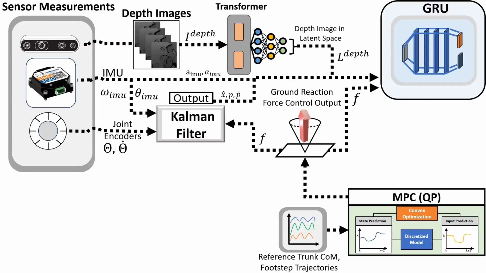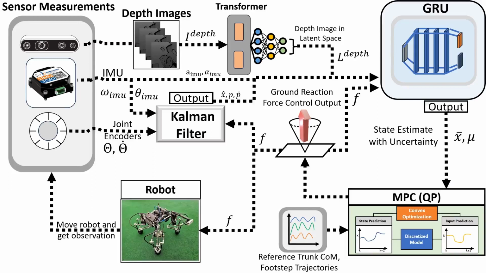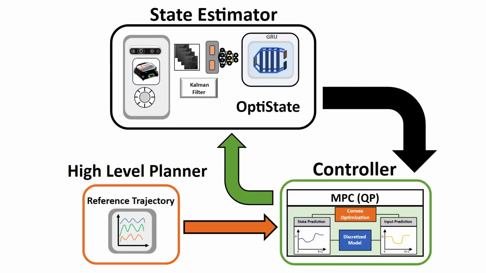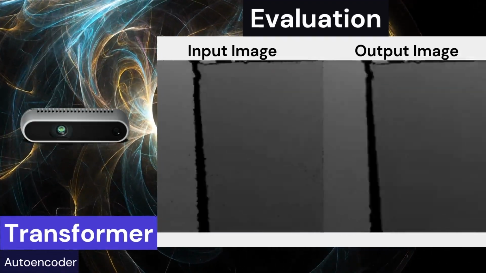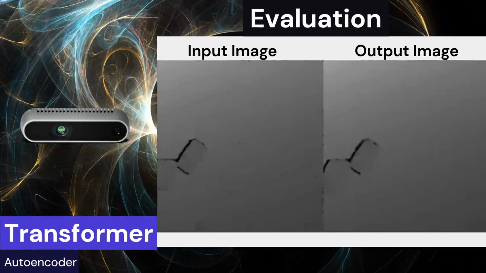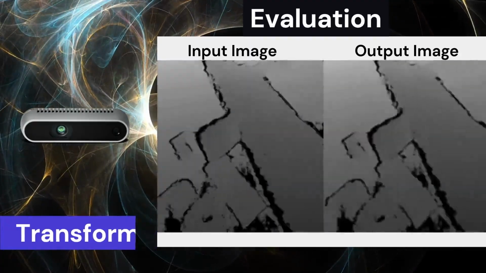We use a vision transformer to convert a depth image into a smaller latent space, which is also used as input to the GRU. The GRU then provides the state estimation and associated uncertainty. This is the simplified version of the flowchart. Here we evaluate the autoencoder after training. The output image is the reconstructed depth image after being encoded into a smaller latent space.